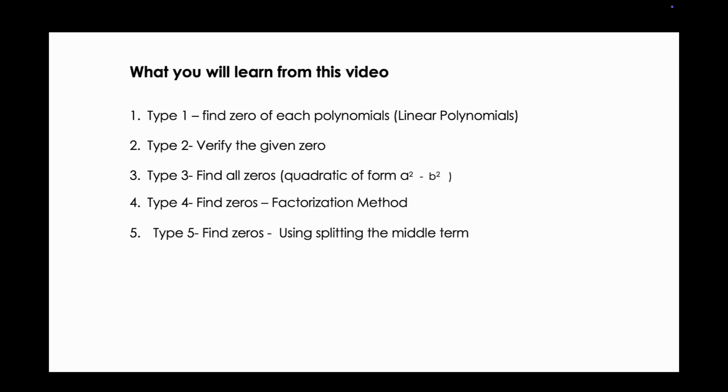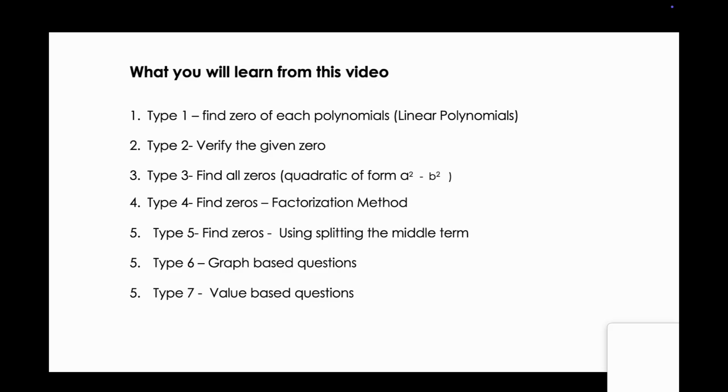Type 4, find zeros using the factorization method. Then type 5, find zeros using splitting the middle term. Type 6, graph based questions, and type 7, value based questions. So these are all the important varieties of problems which we're going to solve. So let's start. Application of the zeros of polynomials.